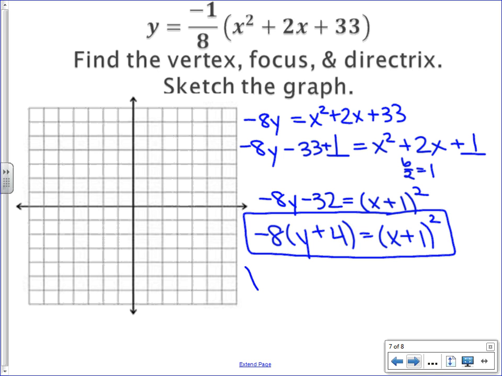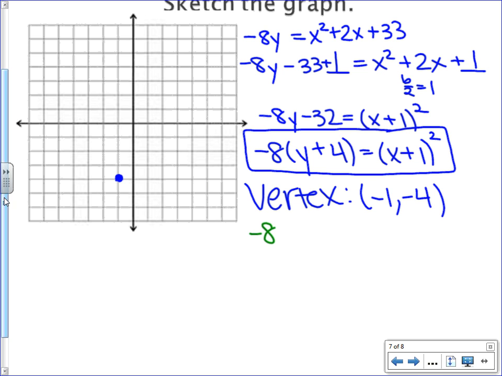So, where is our vertex? Okay, be careful. You are going to want to say negative 4, negative 1, but the x has to come first. We have x plus 1, so negative 1 is our x for the vertex. Negative 4 is the y for the vertex. And make sure you pick x then y. So negative 1, negative 4. There is my vertex. Our coefficient is negative 8.